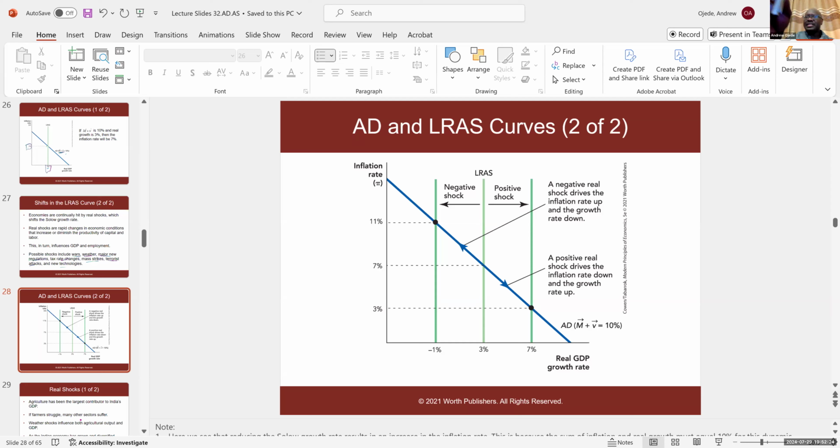And that means if you shift the long-run aggregate supply curve to the right, the economy is going to grow at a faster rate. We're now at a new long-run aggregate supply curve. The economy grows at 7% instead of 3%.